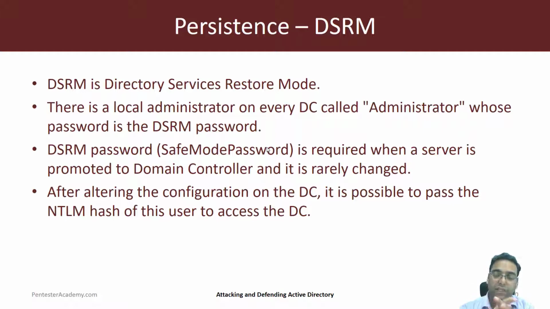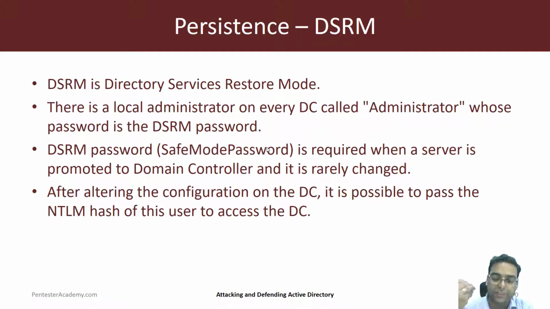So how can we abuse it? If we have domain admin privileges, we can change the logon behavior of this particular user called administrator and log on remotely, over the network, to the domain controller as an administrator. A couple of things to keep in mind. One is that by default, and this has been a known issue, the DSRM administrator is not allowed to log on over the network onto the DC.